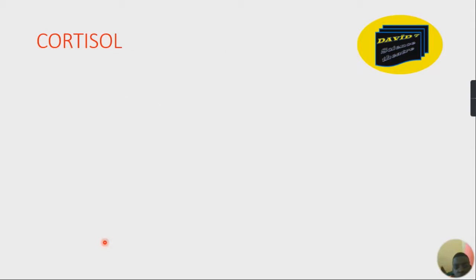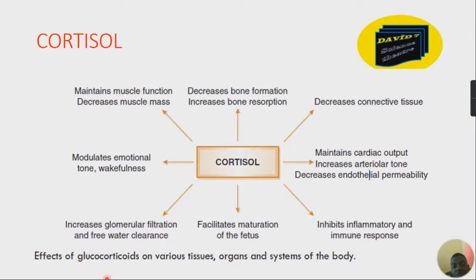Let's continue. Now let's talk about cortisol. Cortisol, as a glucocorticoid, has very many functions in the body. It is produced in response to stress. We studied stress a long time ago. As you can see, cortisol decreases bone formation and increases resorption. So it means cortisol is activating the osteoclasts and inactivating the osteoblasts, so resorption increases.